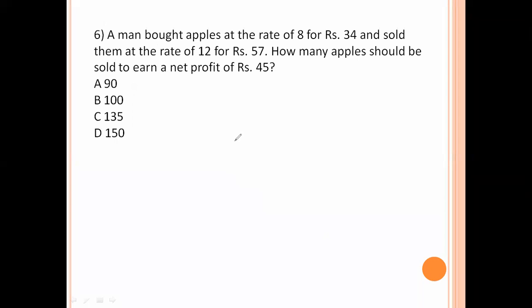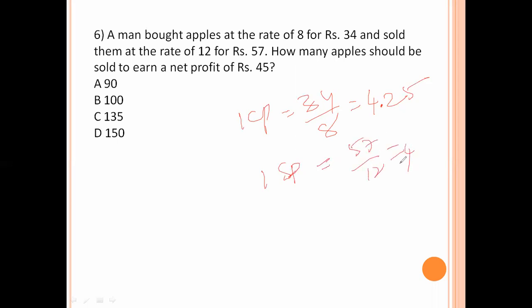Next, a man bought apples at the rate of 8 for 34 and sold them at the rate of 12 for 57. So one apple cost price equals 34 by 8. 8 4s are 32, 2 0 is 20, 8 2s are 16, 8 5s are 40. One apple selling price is 57 by 12. 12 4s are 48, carry 9, 90, 12 7s are 84, 12 6s are 72, 12 5s are 60. So profit is 0.5. So on one apple he gets 0.5 rupees.